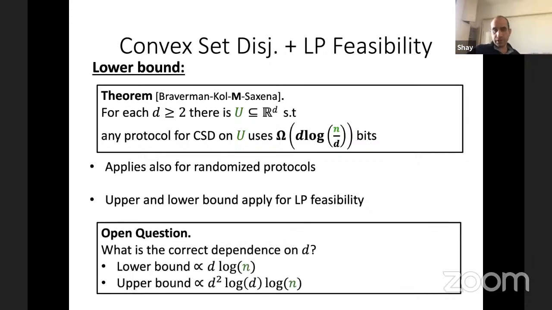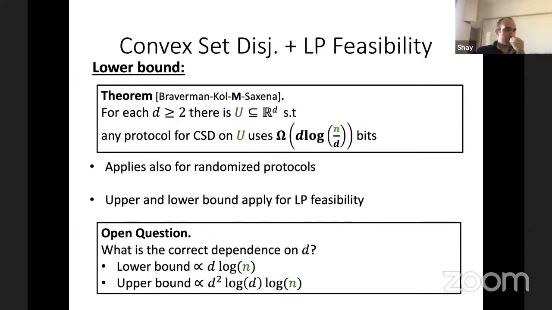And of course, there is an open question here. So what is the correct dependence? Is it d log n or is it d squared log n? What happens if D equals square root N, for instance? If D is square root N, then D squared is already N, so you can just use the trivial protocol of sending each other's input. Can you do anything non-trivial for D equals square root N?